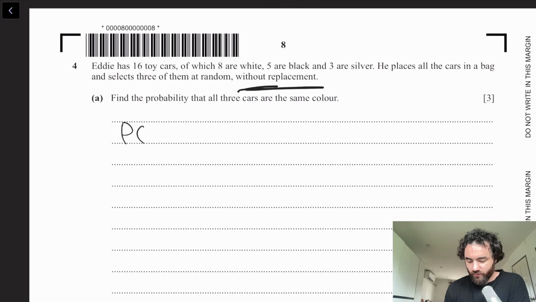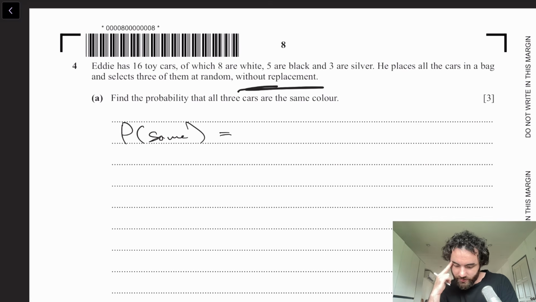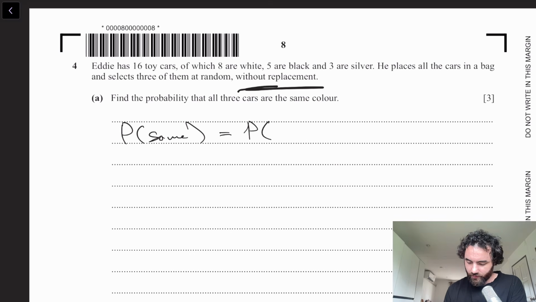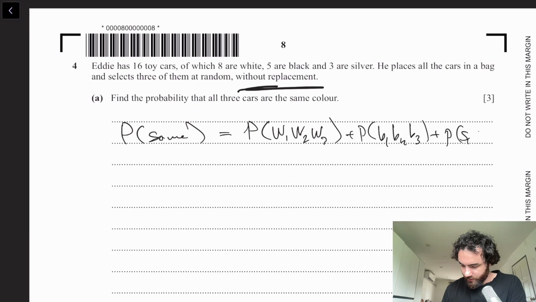The probability that all cars are the same color. How can that happen? He selects 3 of them at random, so 1, 2, 3. The probability they're all the same color is the probability of white 1, white 2, white 3, plus the probability of black 1, black 2, black 3, plus the probability of silver 1, silver 2, silver 3. So 3 silvers, 3 blacks, 3 whites are the only way they could be all the same color.